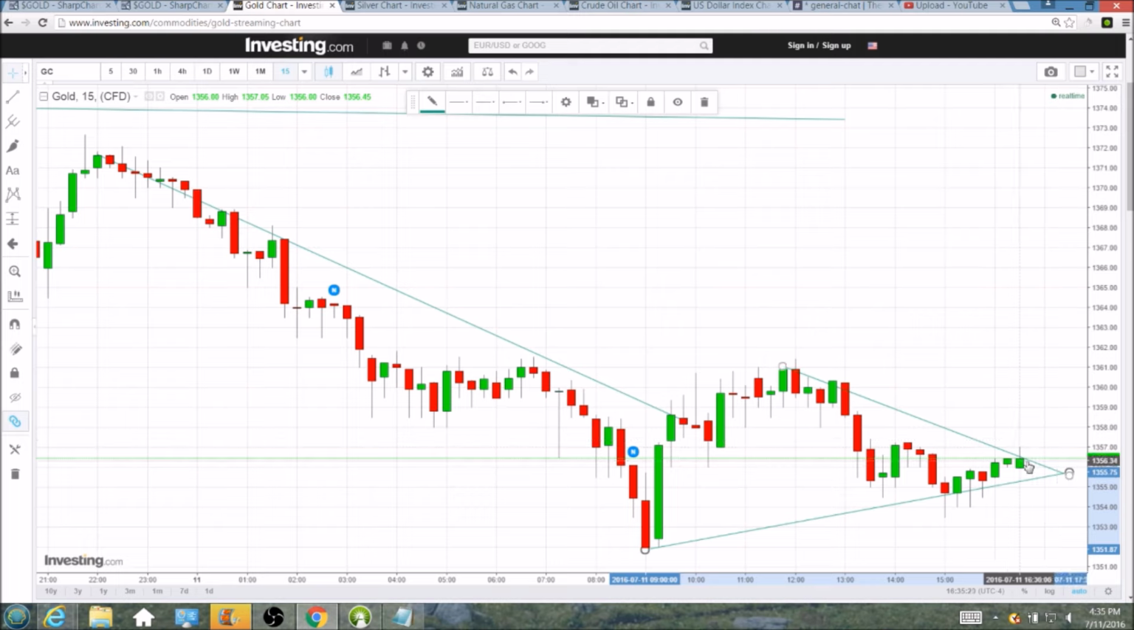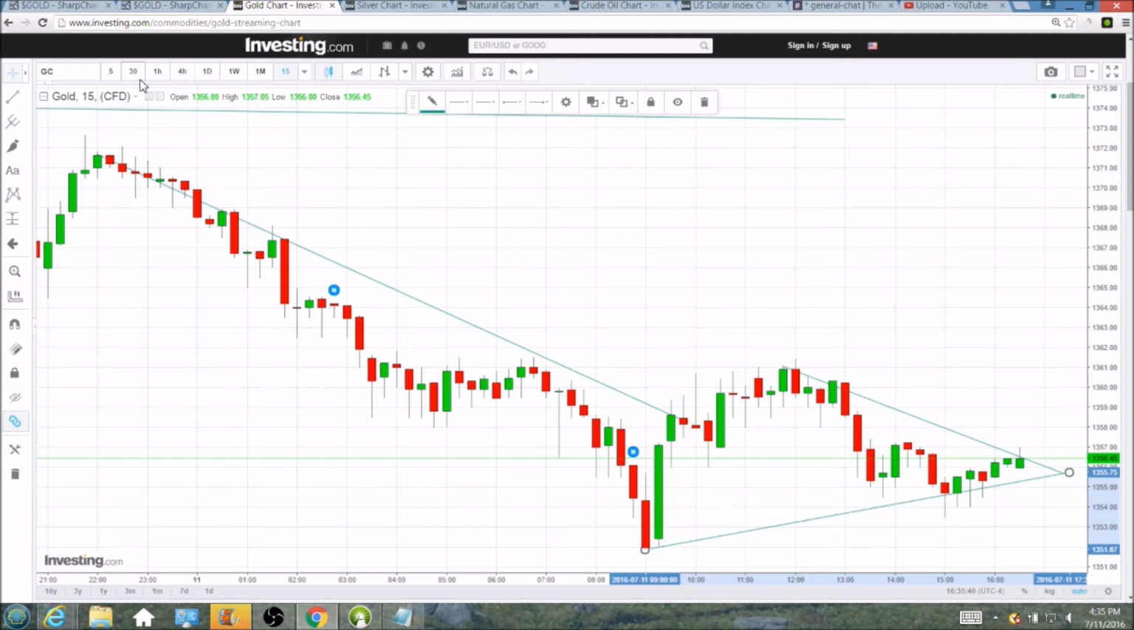So we are now testing that resistance level. Need to wait for these candlesticks to close, as we have been close to breaking here, but these lower wicks holding it each time. And if we break it, we're looking up at that resistance of 1361.45, and if we break bearish, 1352 is on deck.